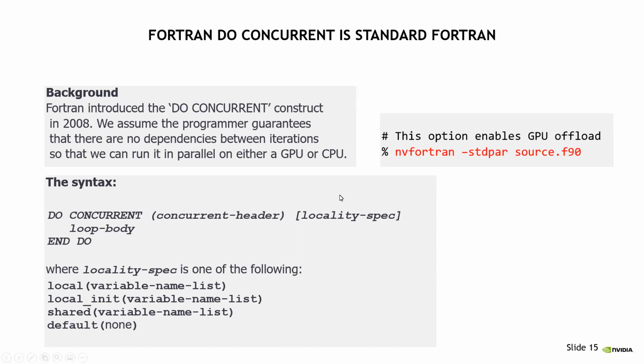You enable standard par offload to GPUs with our compiler using the -stdpar flag over here on the right. Without that, we will still accept the do concurrent syntax, but we will not offload that onto the GPU.